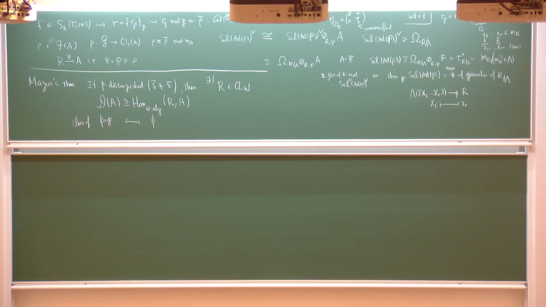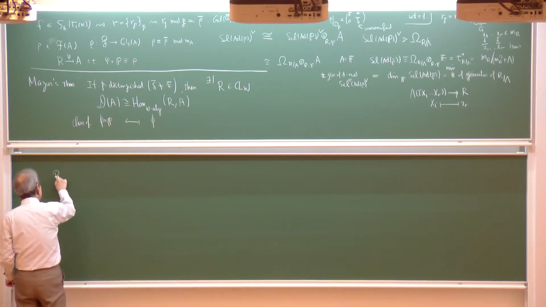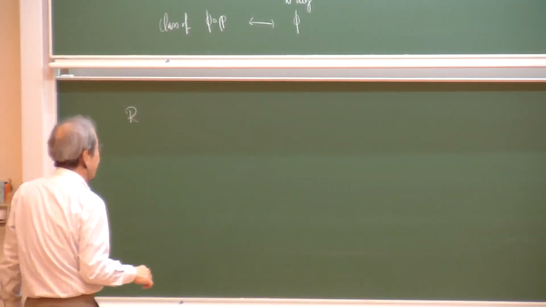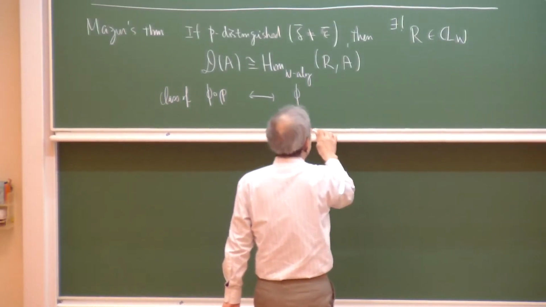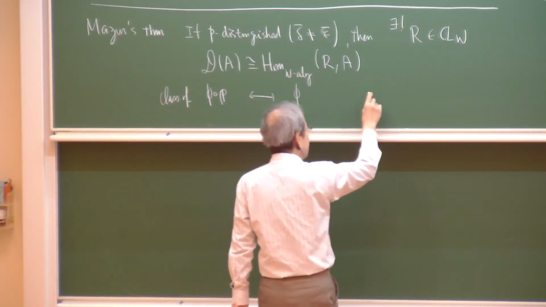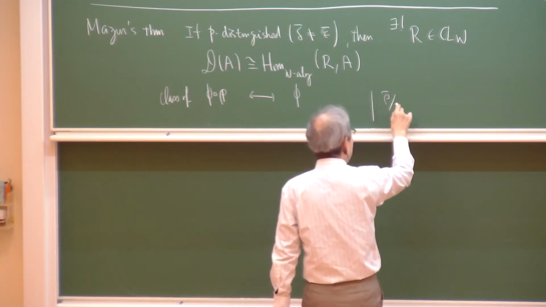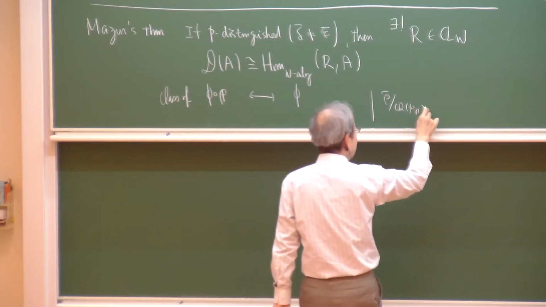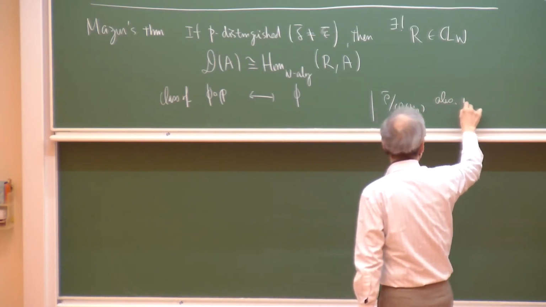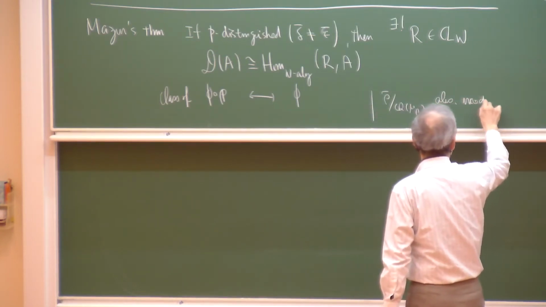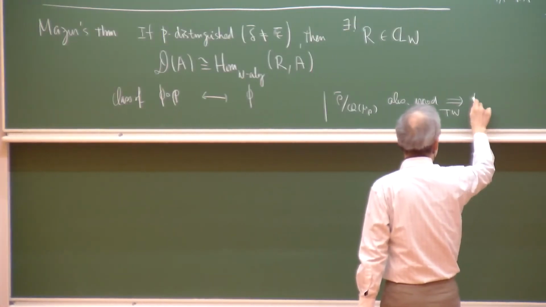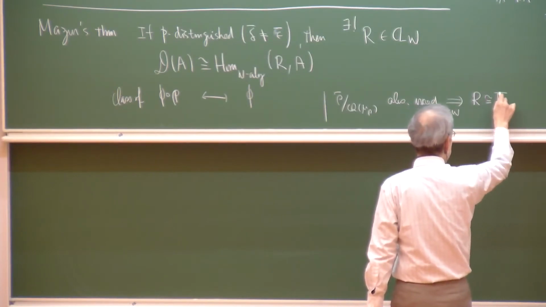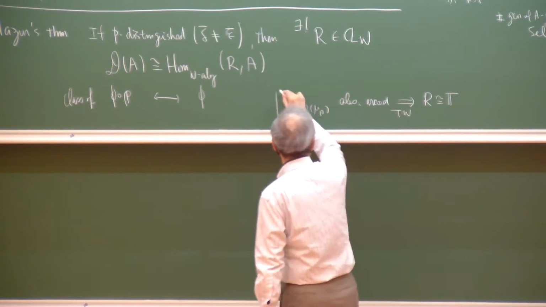Now this universal ring R, the story goes on. At this moment I only assume this, but further you assume that rho bar restricted to Q(mu_p) is still absolutely irreducible. Then Taylor and Wiles have shown that this R is canonically isomorphic to the Hecke algebra. Okay, but for the moment, I don't need that.